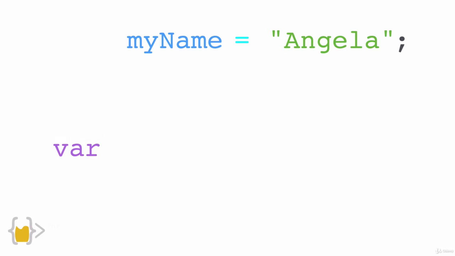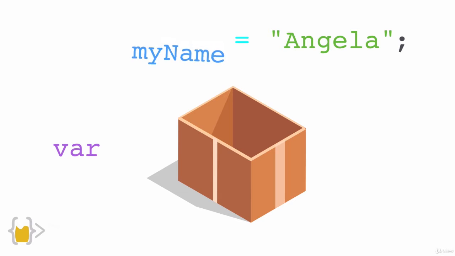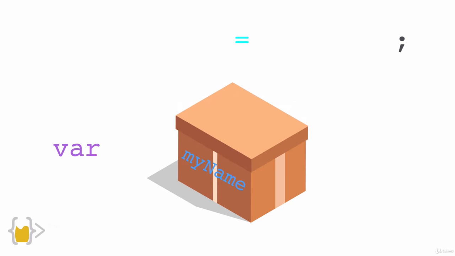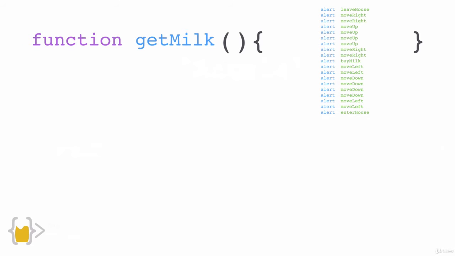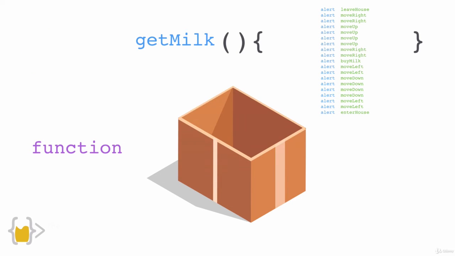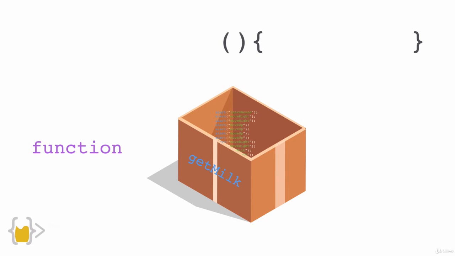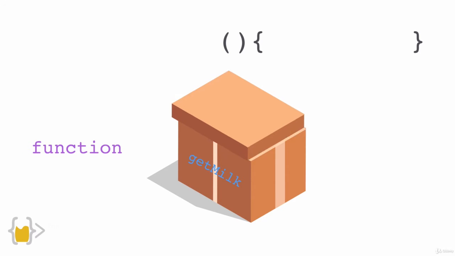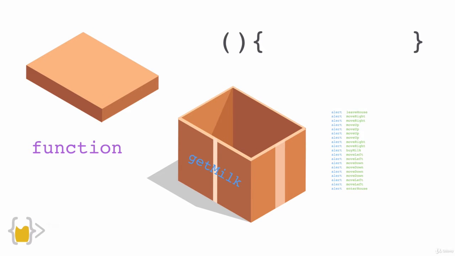Now, this is the structure of a variable. We use the var keyword to create a new container. The container gets a name, and then finally we get to put something inside the container. Well, functions work quite similarly. We use the function keyword to say that we're creating a new function, and then we get to give the function a name to identify that block of instructions. And finally, we get to put in all the instructions that we want to be carried out whenever we call the function getMilk. And when we do call the function getMilk, then all of the instructions inside that function will get taken out and executed.